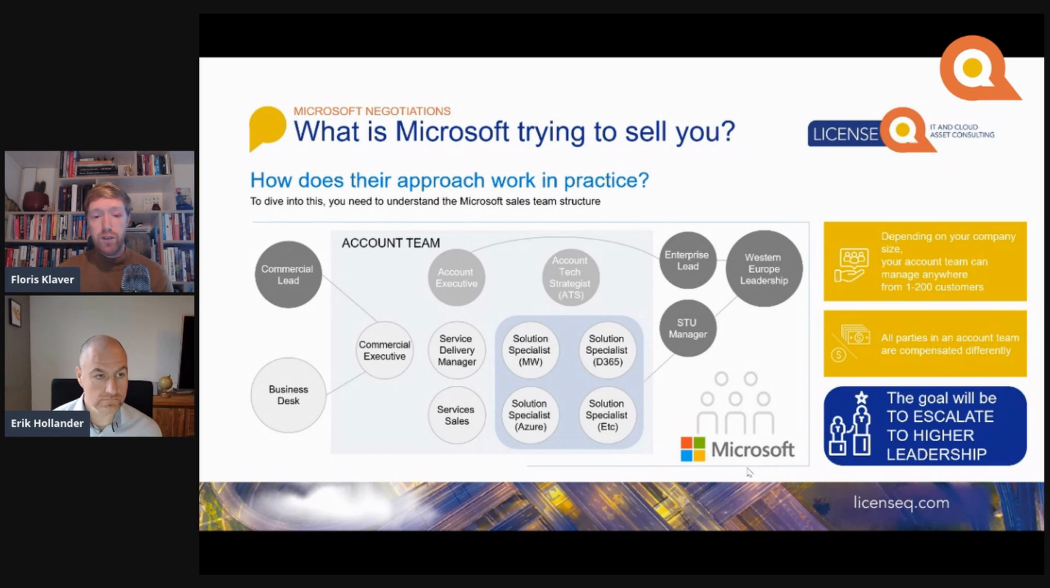Additionally, on the other side, an account executive reports into the enterprise lead. The enterprise lead is the one that is responsible for all the customers within a geographical area. So for us, it used to be the Netherlands, and the Netherlands ties up into an area called Western Europe.